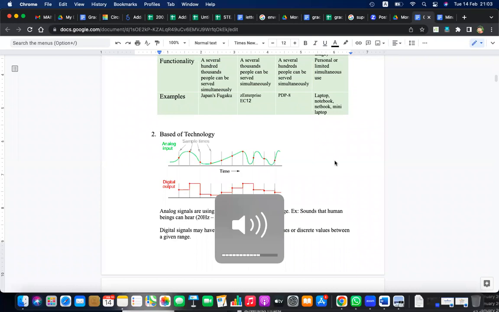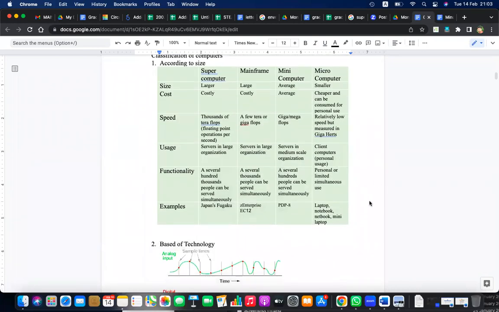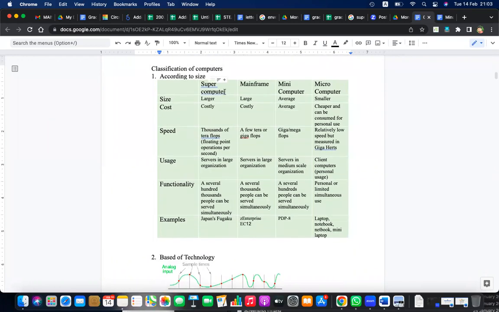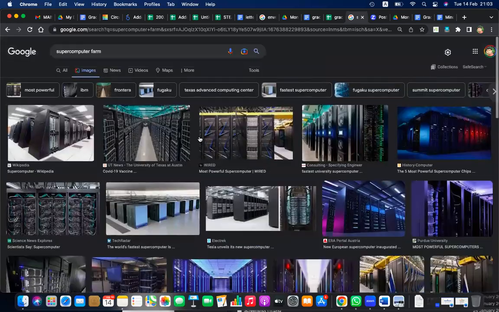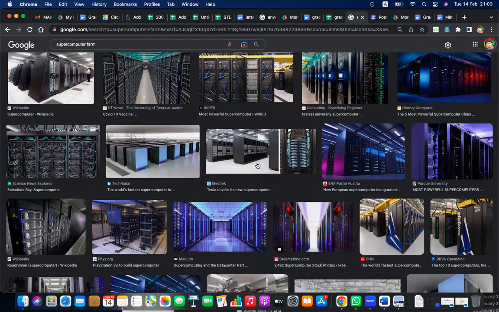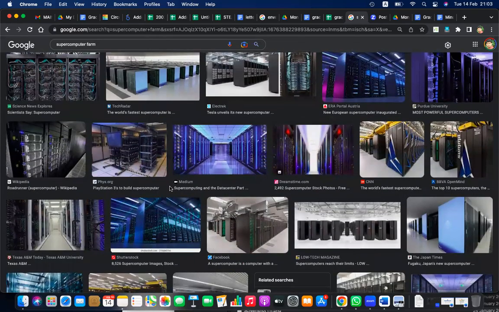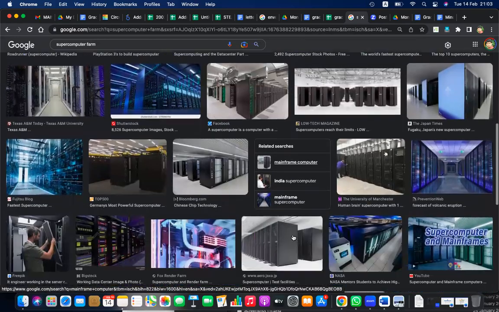Let me explain this very quickly without taking much time. According to size and performance, the supercomputers are the largest. Supercomputers are there as farms for protection, security, power, connectivity and supervision. If you implement a secure room for each one, it is a bit expensive. Therefore, there is a secure section, and that is why supercomputer farms exist.